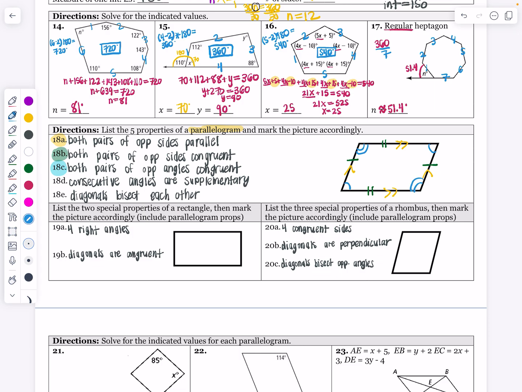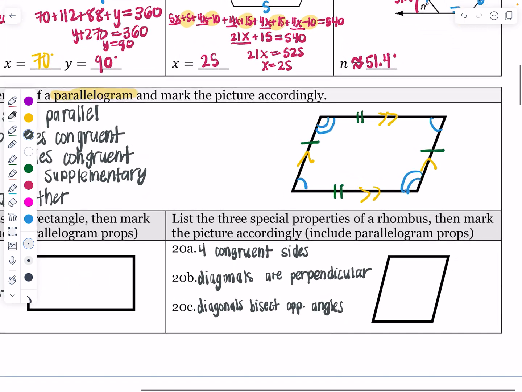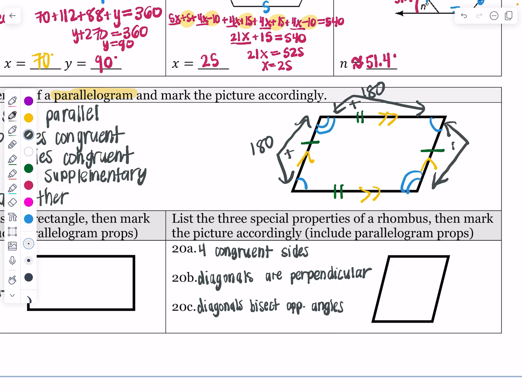And then we want to mark the consecutive angles as supplementary. On that one, I'm just going to put a star on it. I'm going to say, hey, these add up to 180. All of the ones that I have arrows to are going to add up to 180. So the ones that are next to each other have a sum of 180 degrees. These have a sum of 180.